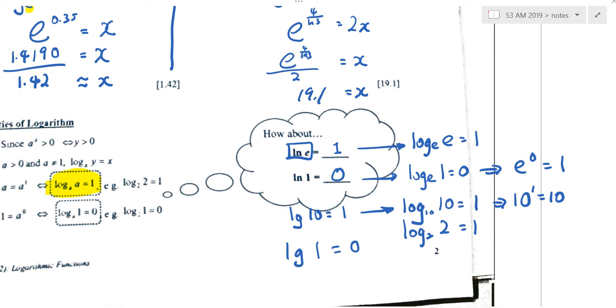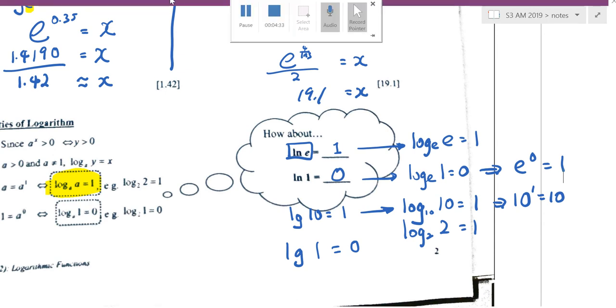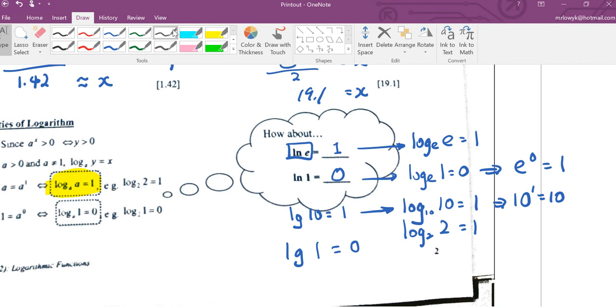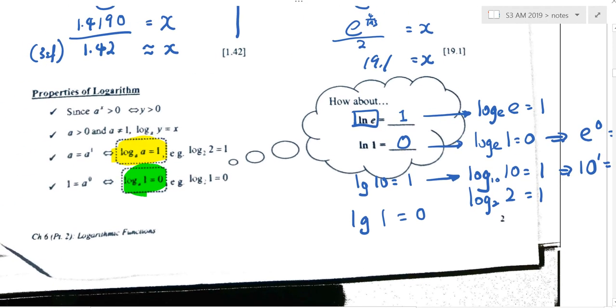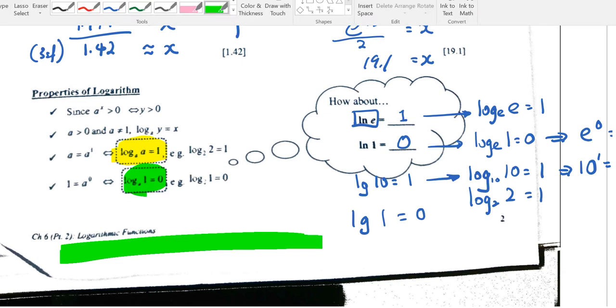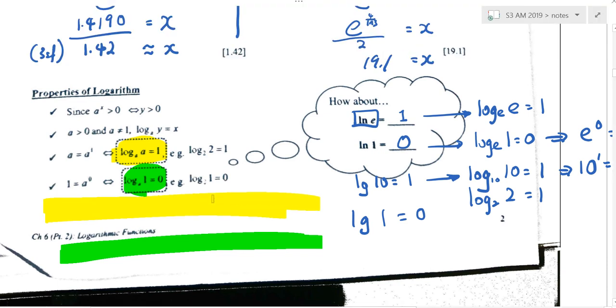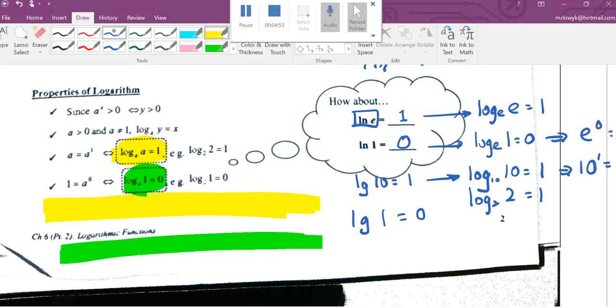So this gives birth to the second property. And the second property is log of any base, 1, is always equal to 0. Okay. Now, can I describe these two in words? So I have a green sentence, I have a yellow sentence. And I write, you write, and then Tiffany can go toilet.